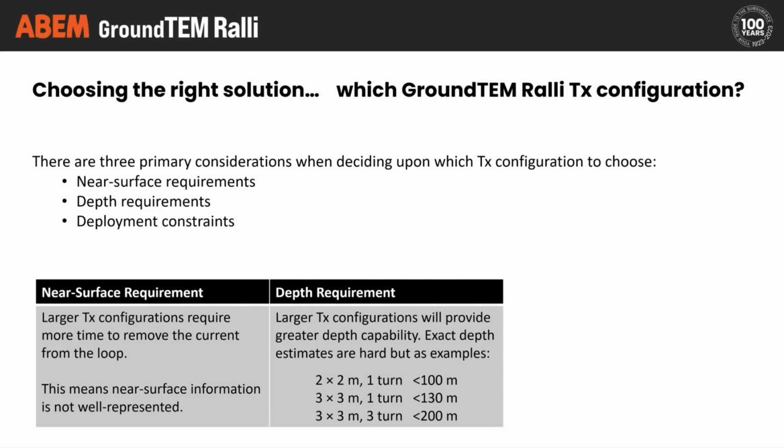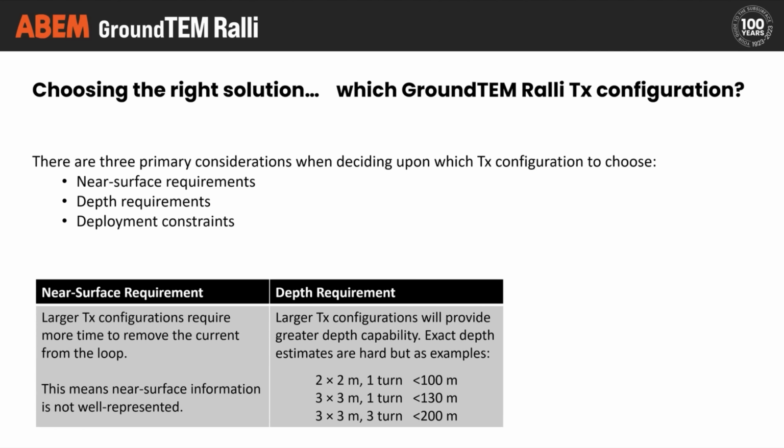Depth requirement, as we said earlier, the bigger the setup, the bigger the configuration, the deeper we'll be able to push. So from the 2x2 single turn up to the 3x3 multi-turn coil, we're gradually increasing the depth. There isn't a nice, easy rule of thumb to use with TEM when you're trying to estimate what the maximum depth you'll achieve is. We use these rules of thumb for VES and for ERT, and they are flawed in themselves because they are so dependent upon system configuration and also the geology. But with TEM, it's kind of a step further.